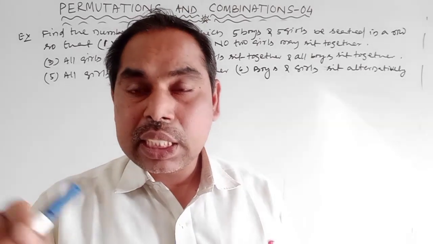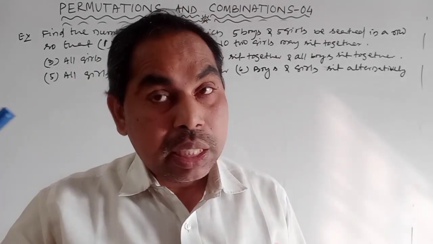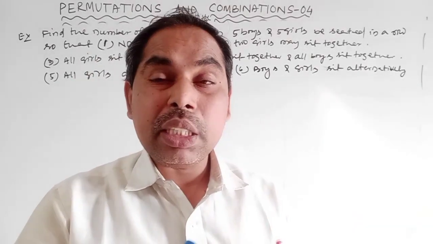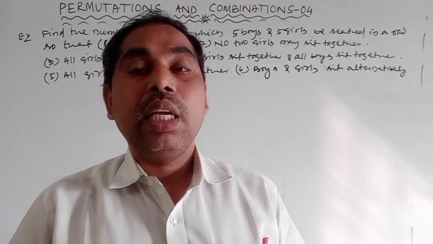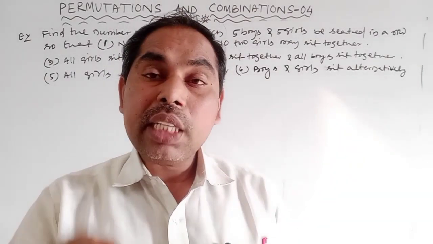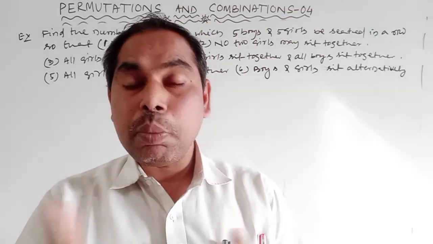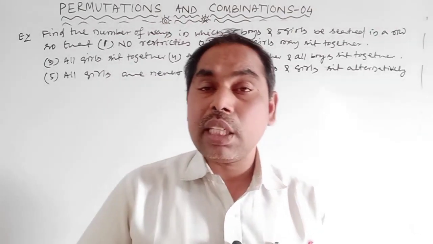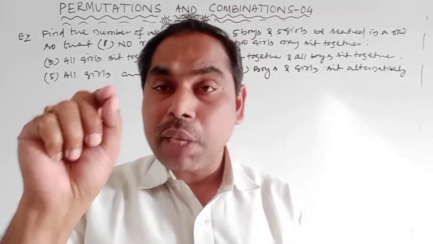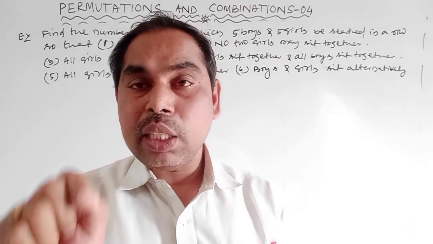So 6 persons can be arranged in a row in 6p6, that is 6 factorial ways. But 5 girls can be arranged among themselves in 5 factorial ways. So the total number of such arrangements is equal to 6 factorial into 5 factorial.